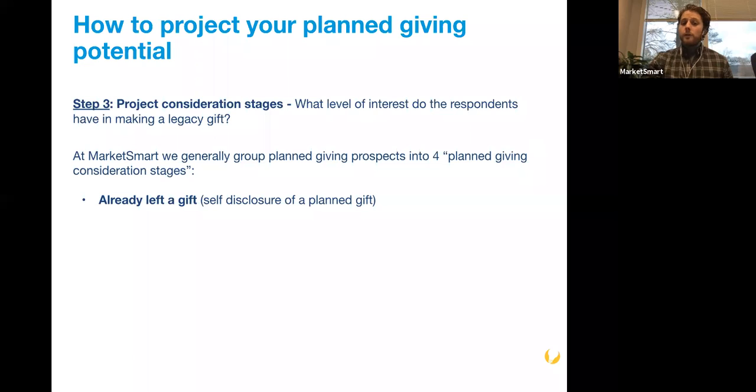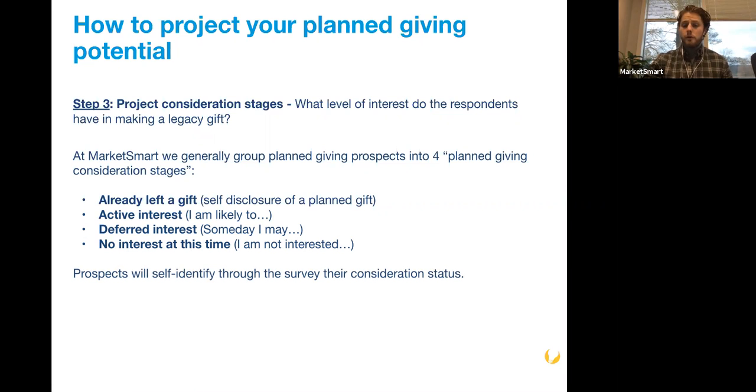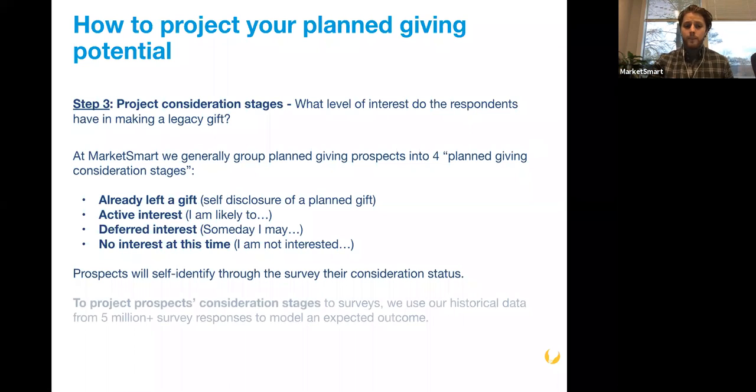So there's going to be a group of folks that have self-disclosed their planned gift, already left a gift. There's going to be individuals that show active interest, those that are saying I'm likely to make a planned gift or I want to talk to you about making a planned gift. Those that show deferred interest, so someday in the future I may make a planned gift. Those that show no interest at this time, those that are saying, you know what, I'm just not interested, thanks, but no thanks. So prospects will self-identify through the survey what their consideration status is. And again, if you think back to step 2, you're sending out some sort of effort. We need a way to then capture. And then obviously for the model, kind of create projections around what's the likelihood that folks fall into these 4 categories.